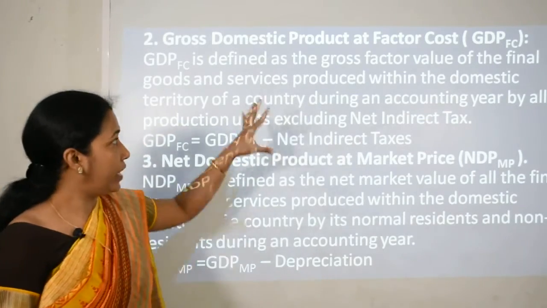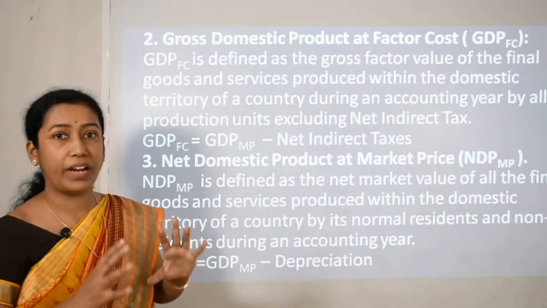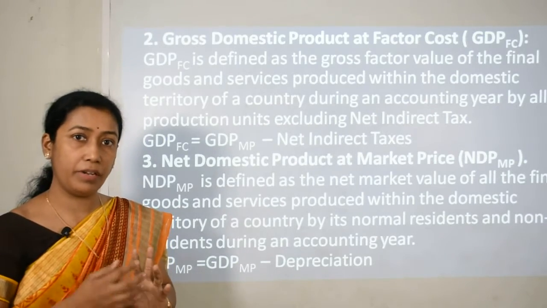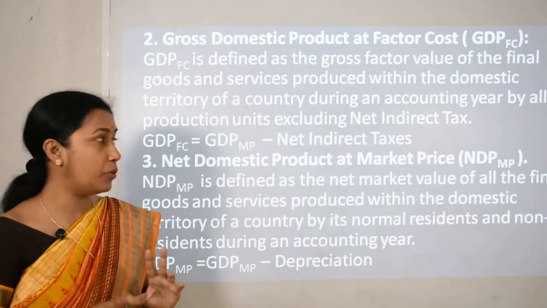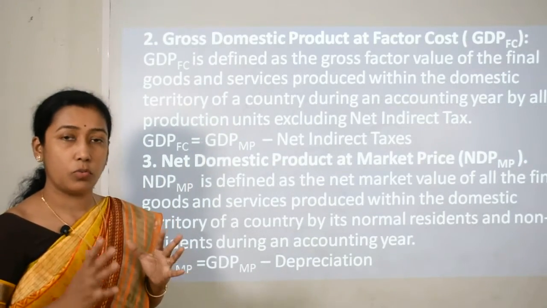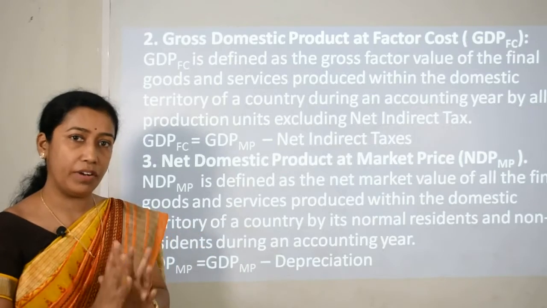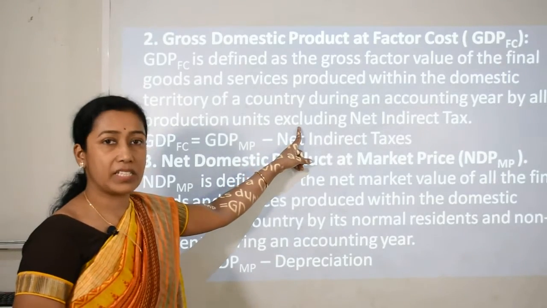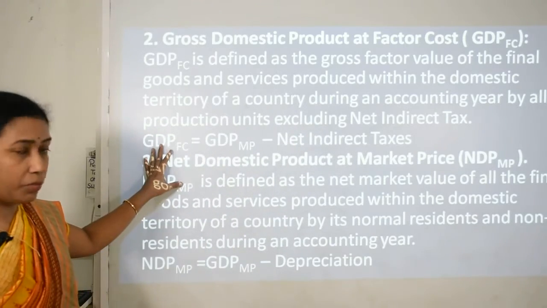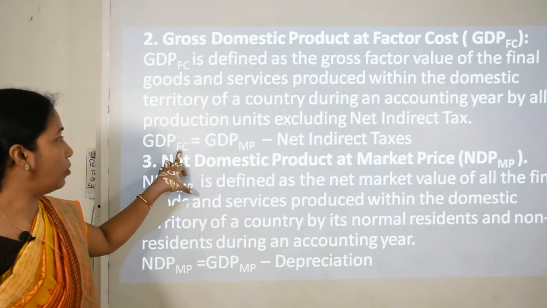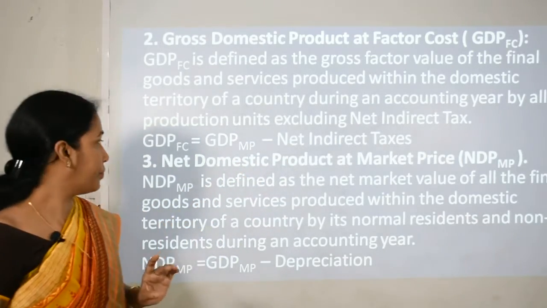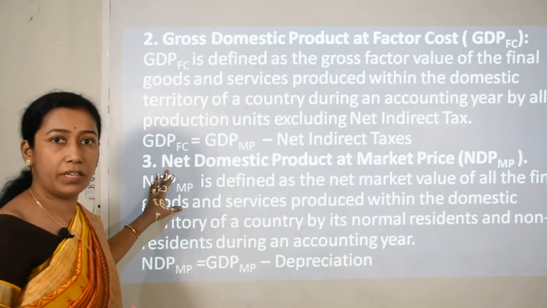indirect tax. That is, we are taking care of the gross factor value of all final goods and services produced in a nation within the domestic boundary by all production units, but we need to exclude the net indirect taxes in GDP at factor cost. So, what is GDP at factor cost? It is the market value of all final goods and services, but where we need to subtract net indirect taxes. The formula is: GDP at factor cost is equal to GDP at market price minus net indirect taxes. In the next video, we will do some numericals based on this.